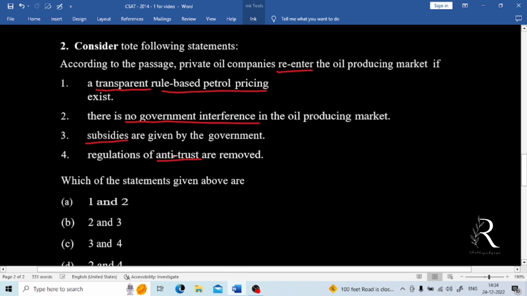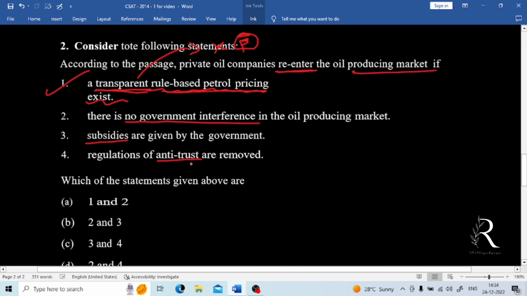Let us move on to one more question. Second question. Again, we have underlined a few important keywords: antitrust, subsidies, etc. Let me read the question. According to the passage, private oil companies will re-enter the oil producing market if transparent rules based pricing comes, because they are asking for transparent rules in the entire passage. What do you mean by transparent rules or transparent formula? That is, no government; the price will be decided by the market.